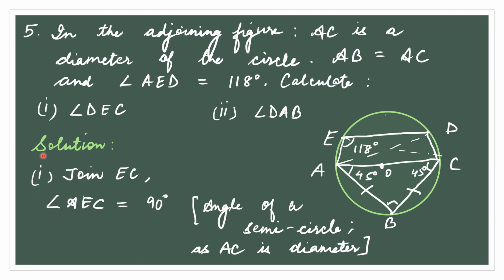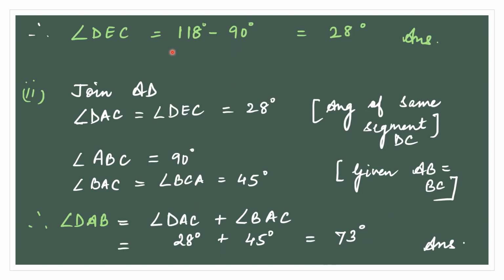See here, we have done the solution. First we join EC and angle AEC is equal to 90 degree, angle in a semicircle as AC is the diameter. Okay. Then secondly, DEC is equal to 118 minus 90 degree is equal to 28 degree. That is the answer. Now when we join AD, angle DAC is equal to DEC. We found that because they are angles in the same segment. DEC is 28 degree.